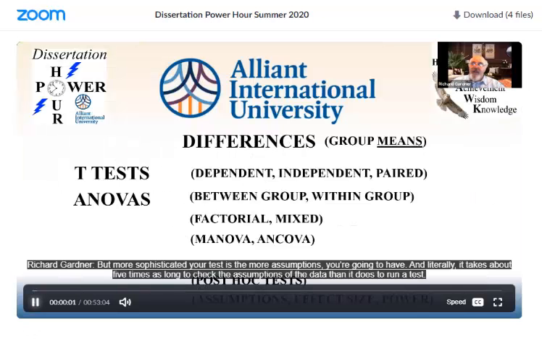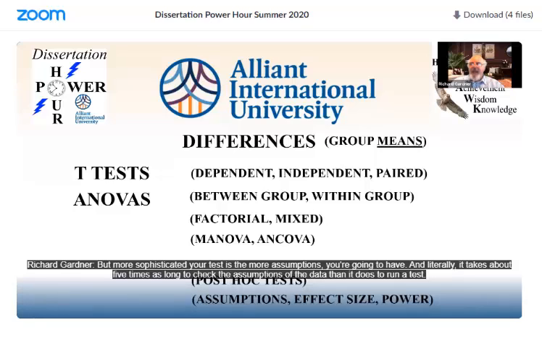The more sophisticated your test is, the more assumptions you're going to have. And literally, it takes about 5 times as long to check the assumptions of the data than it does to run the test.